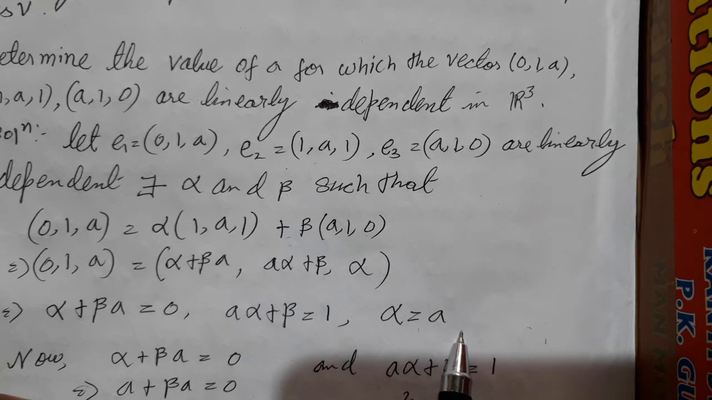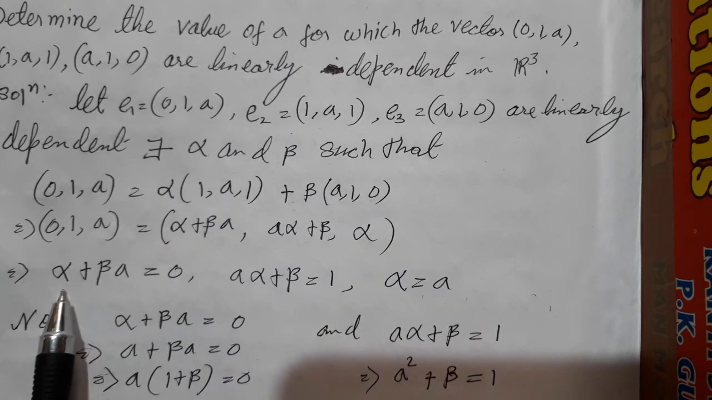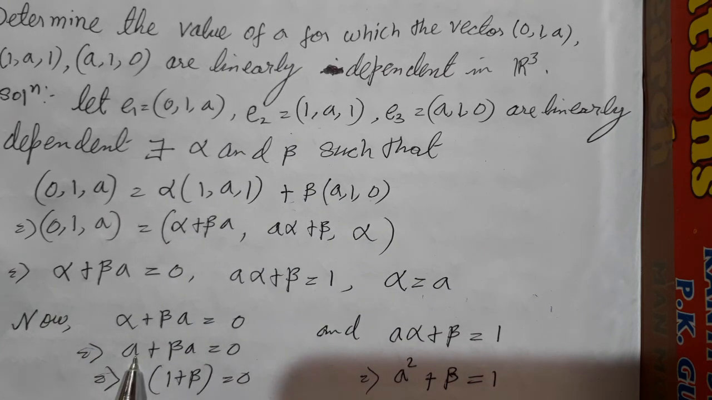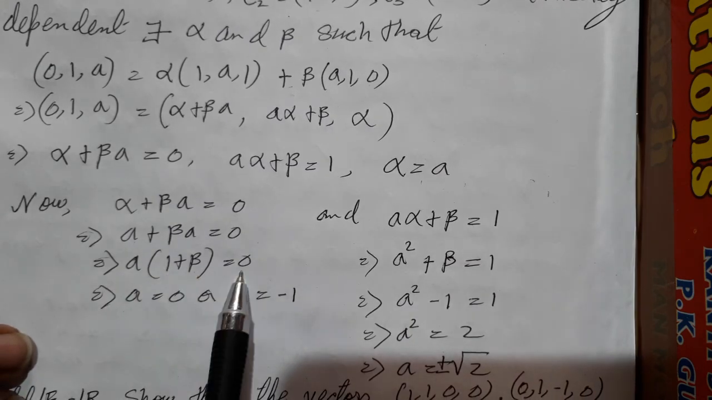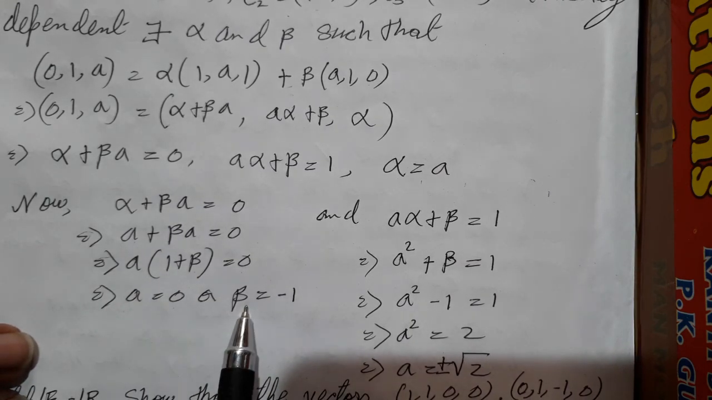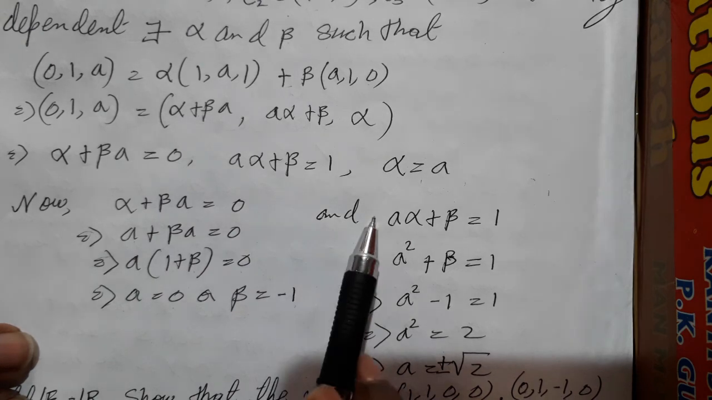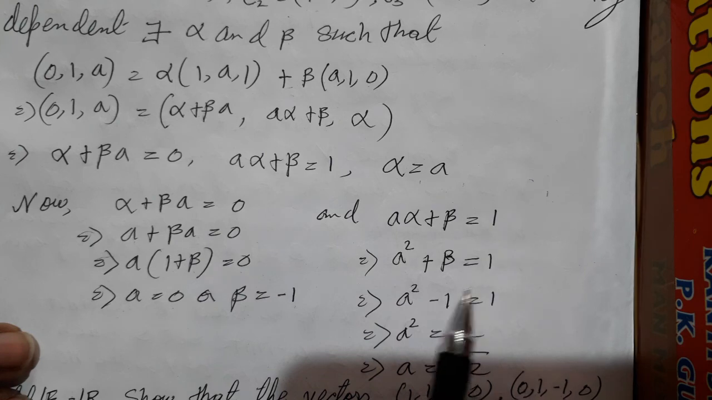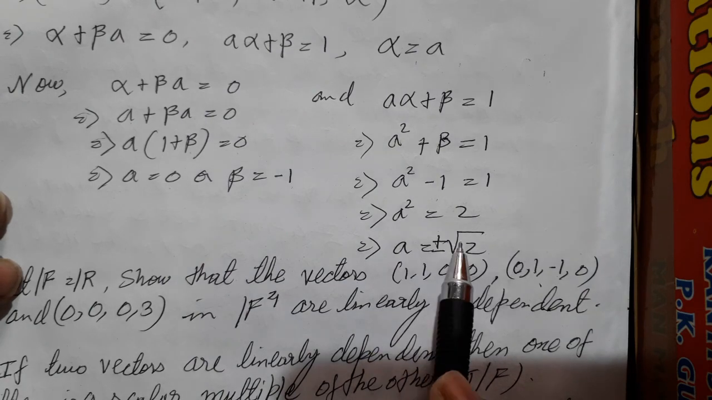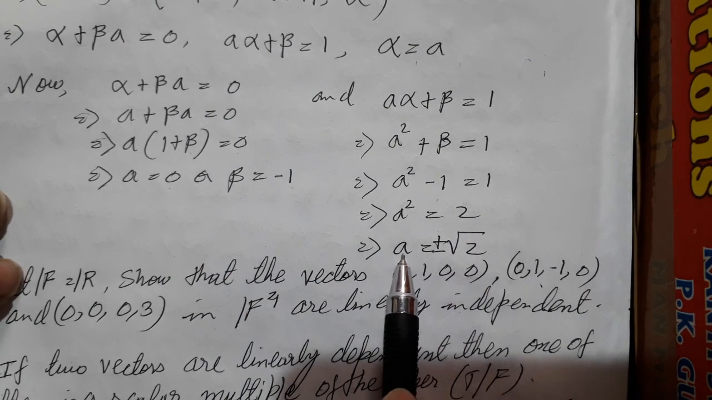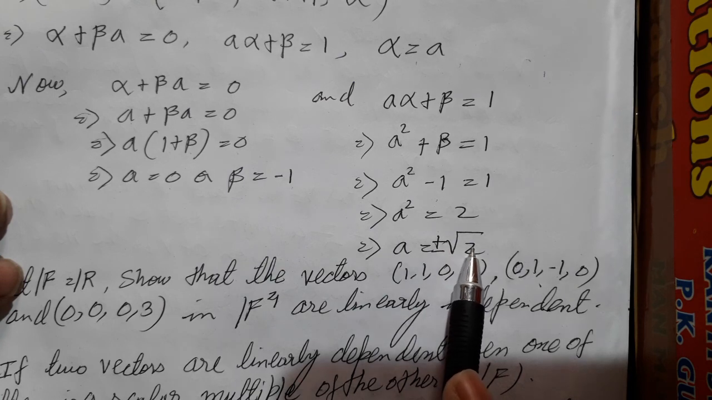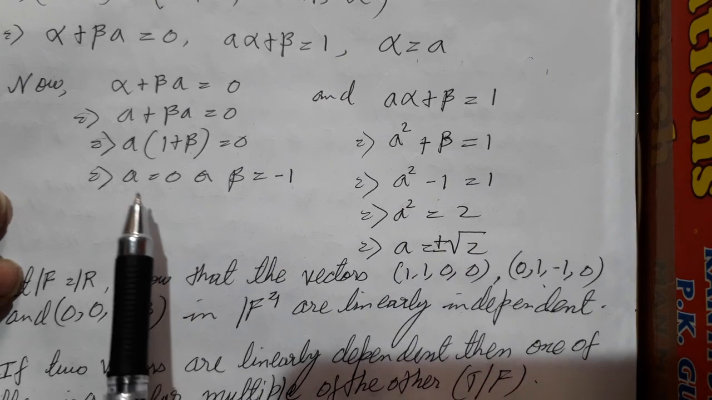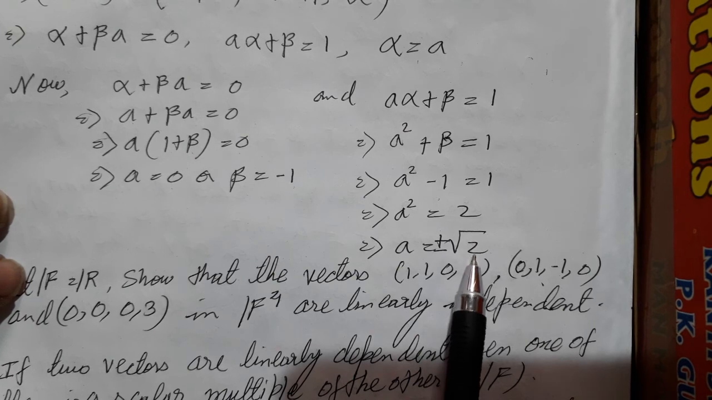So we get alpha equal to A. Now in this, I put alpha to be A. I can take A common, I get A times (1 plus beta) equal to 0. So A is 0 or beta is equal to minus 1. If I put this here, then I get A squared plus beta is equal to 1. Beta I have already found, it is minus 1, so transferring this we get 2. So A is equal to root 2, or A can be written as plus minus root 2. So the value of A is either 0 or plus minus root 2.